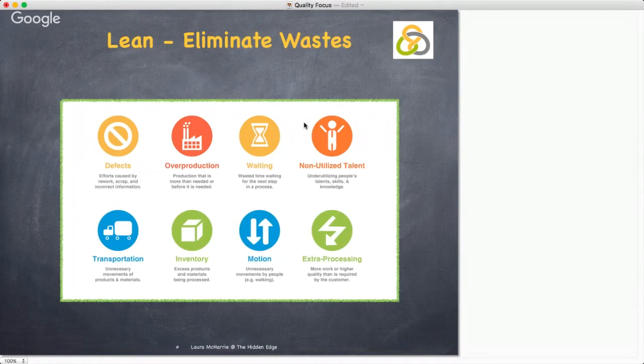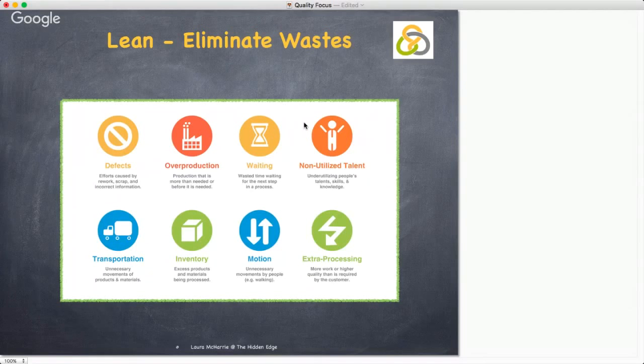So defects: effects caused by rework, scrap and incorrect information. Overproduction: production that is more than is needed before it is needed. Waiting: wasted time waiting for the next step in a process. Non-utilised talent: underutilising people's talents, skills and knowledge.